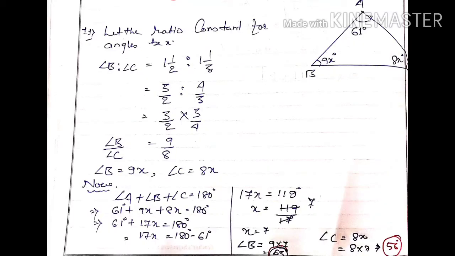One angle is given 61 degrees, but the other two angles are given in ratio. Okay, so what will we do? We will follow the same method. Let us see the solution. Check, one angle is 61. The other angles are in the ratio B to C, 3/2 to 4/3. Ratio means in simple terms division. Division will change into multiplication. 3 will go up, 4 will come down. Therefore angle B will be 9x and angle C will be 8x.